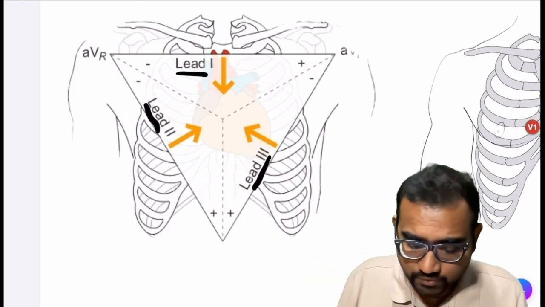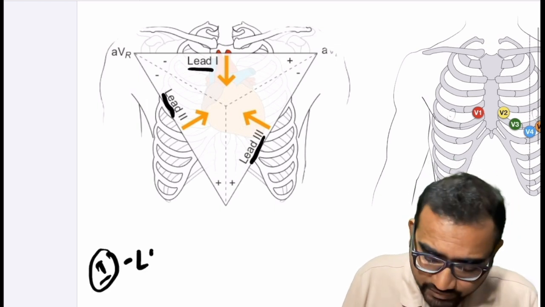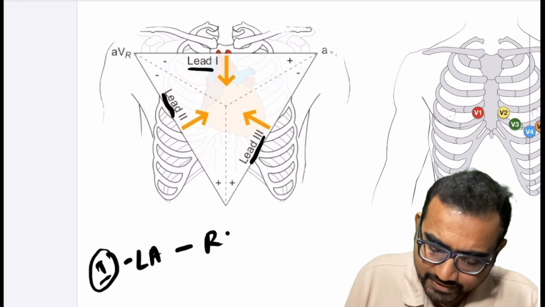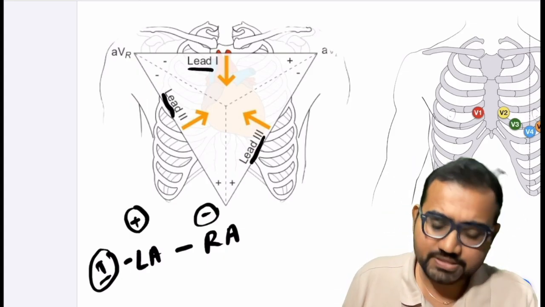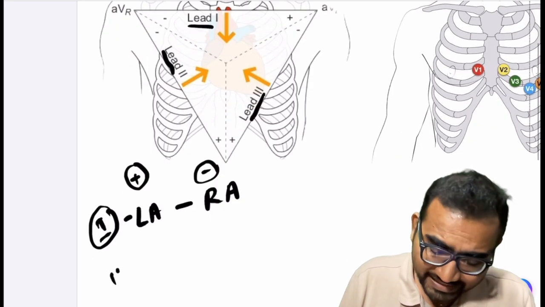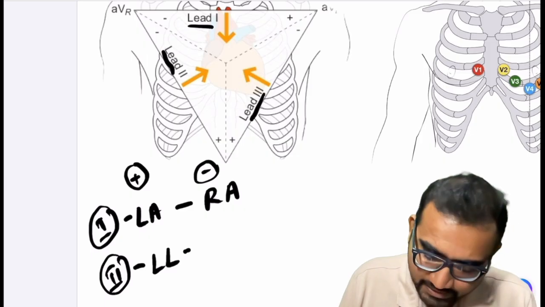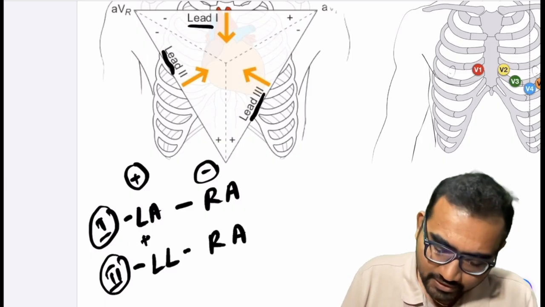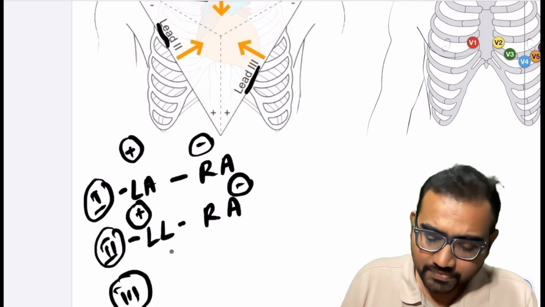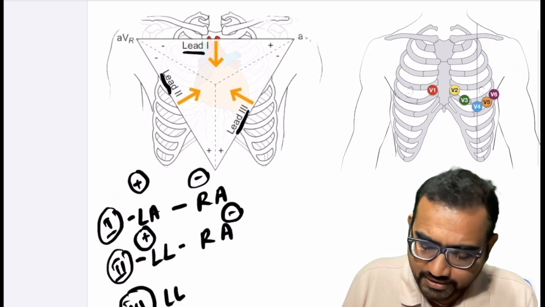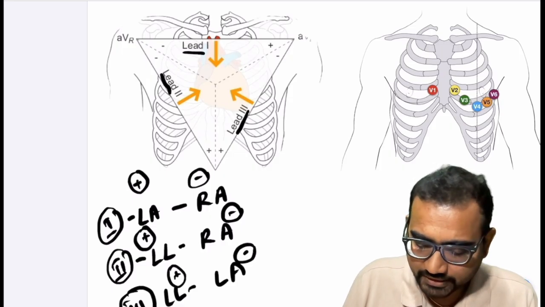Now lead 1 connects the left arm to the right arm. The left arm is positive, the right arm is negative. Lead 2, I'm connecting the left leg to the right arm. The left leg is positive, the right arm is negative. Lead 3, I'm connecting the left leg to the left arm. The left leg is positive, the left arm is negative.